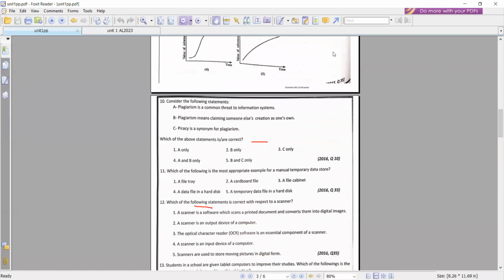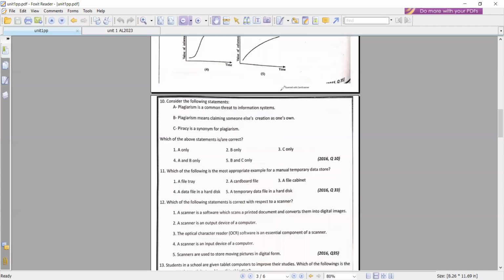Then we'll go to the 10th question. Consider the following statement: Plagiarism is a common threat to information systems. No, plagiarism is not a threat, but it is copying someone else. Now check part B. Plagiarism means claiming someone else's creation as one's own. So that is the correct meaning for plagiarism.